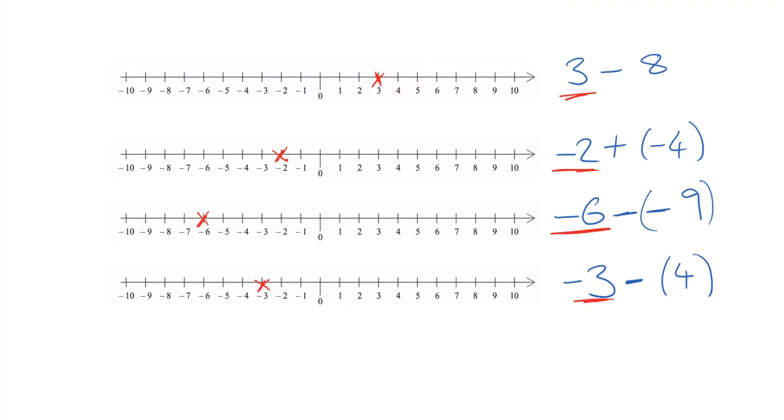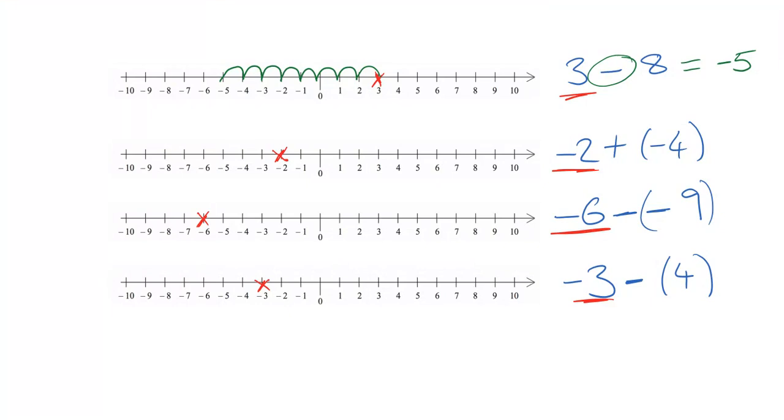Now, from there, all we've got to do is decide, are we going to be moving up or are we going to be moving down? So we have one negative sign between the numbers here. So we're going to be moving down 8 positions. 1, 2, 3, 4, 5, 6, 7, 8. So 3 minus 8 is going to be minus 5.